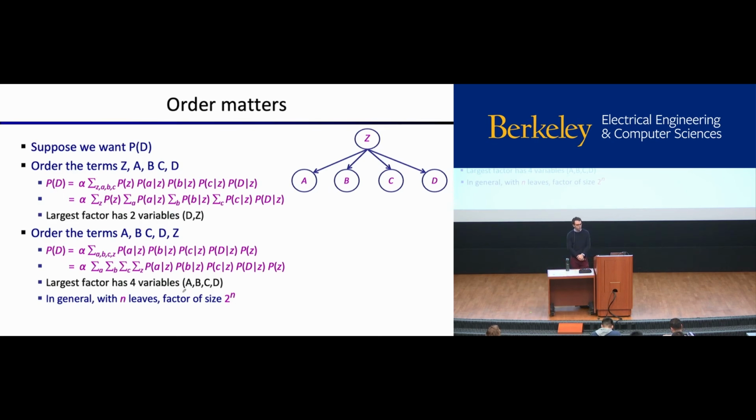So in general, if we have n leaves and we do it the wrong direction, if we take the parent first, then we're going to get 2 to the n sized factors, whereas if we go in from the leaves first, then we're going to get factors linear in size. So 2 variables versus 2 to the n. I mean, which one do you want to pick?